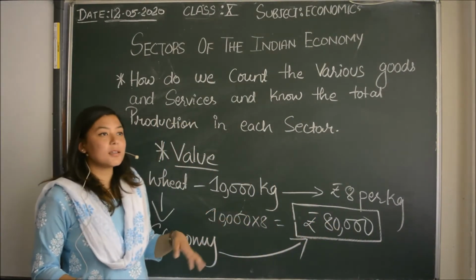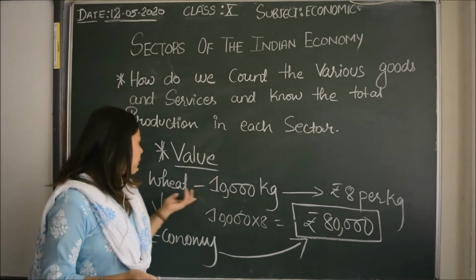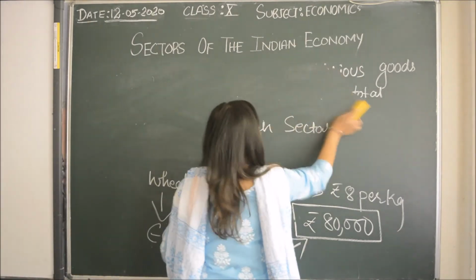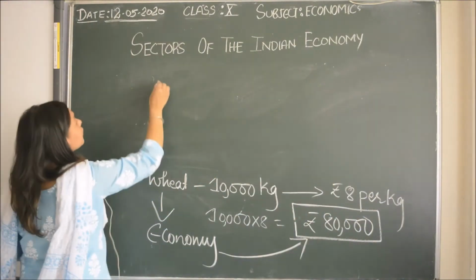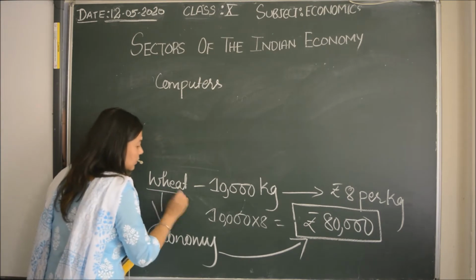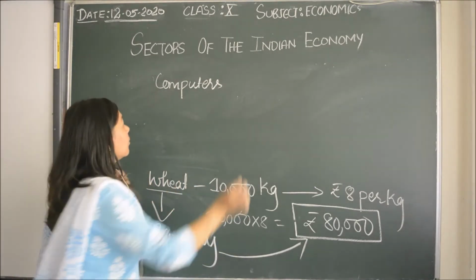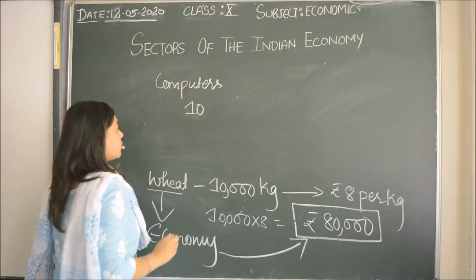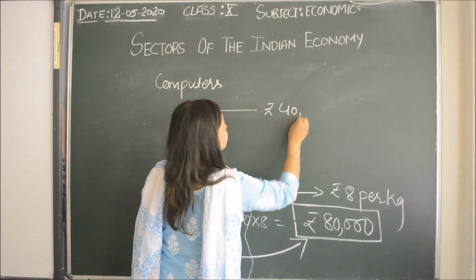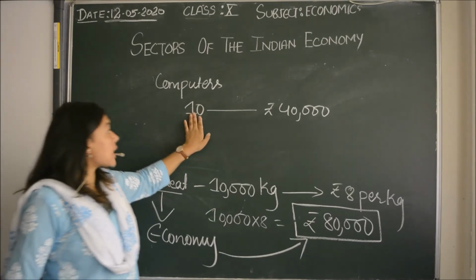Now, we can see there are many different products, isn't it? First I gave the example of wheat. Now, let's take the example of computers. Wheat is one product, and computer is another. Let's say 10 computers have been produced and they are being sold at rupees 40,000 per product.